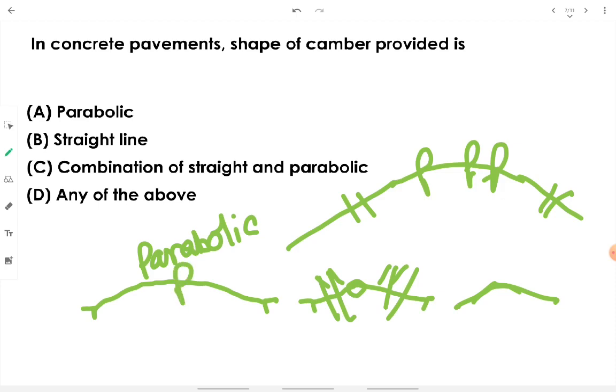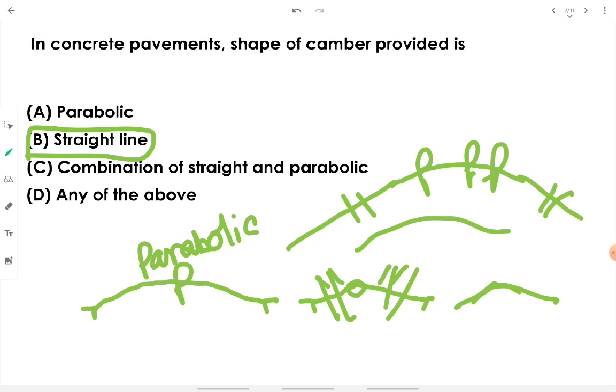A parabola. Now in concrete pavement we tend to provide the straight line camber or straight line cross slope, because it involves the ease of having that camber. It is possible to have parabolic or straight line parabolic combination in case of bitumen or tar roads, but in concrete pavement, to make the process of laying the concrete easier, we are just having a straight line, the simplest kind of cross slope.